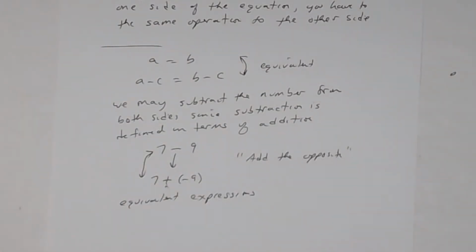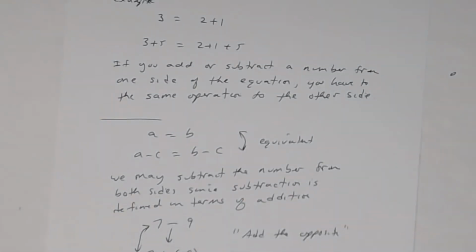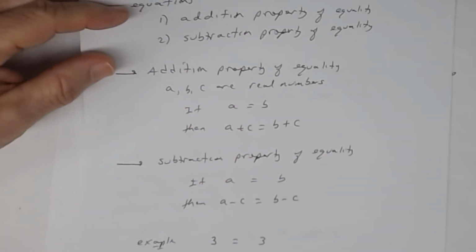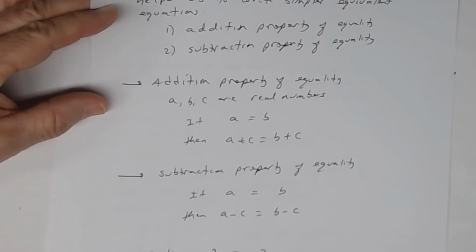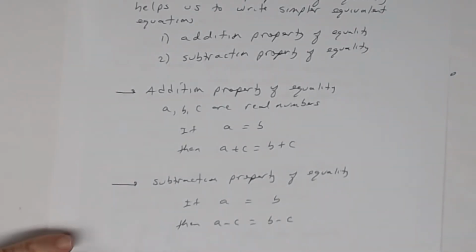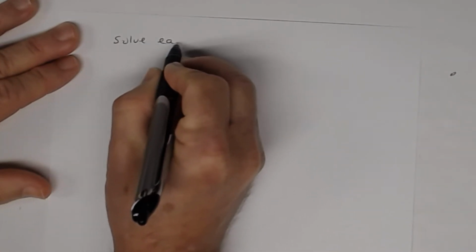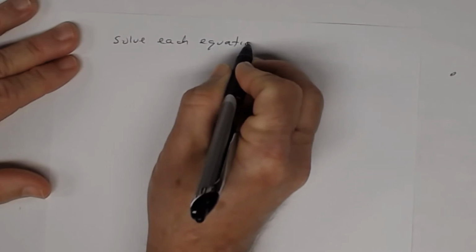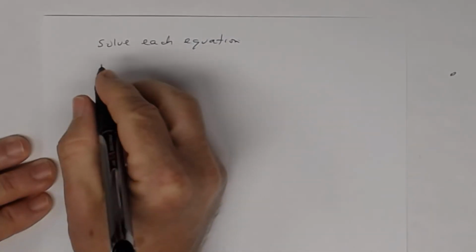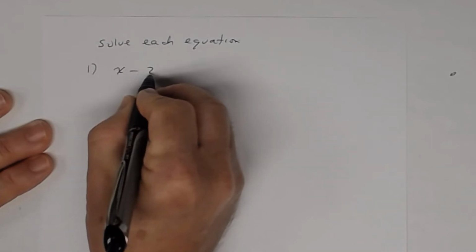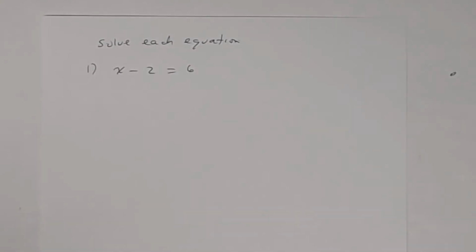Okay? All right, so now we're going to solve some linear equations using these properties, the addition property of equality or the subtraction property of equality. Okay, so let's look at some examples. The directions will say something like this: solve each equation. Now the equations we're going to look at are going to be linear. So here's the first one. X minus 2 equals 6.